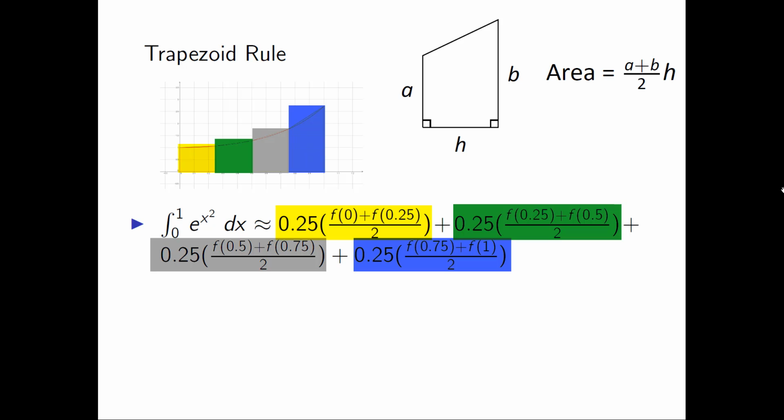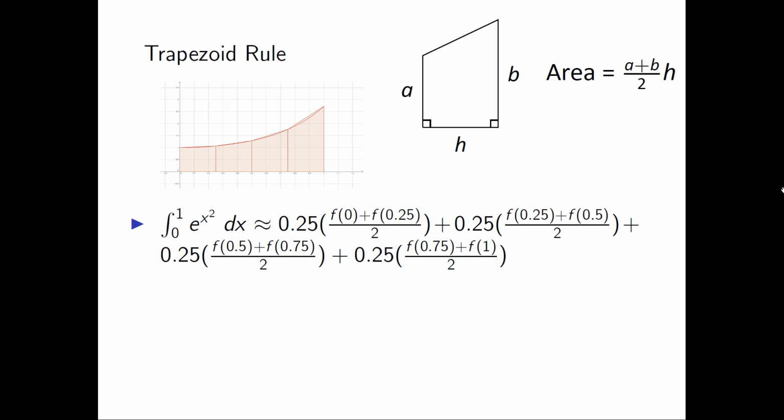Okay, but now let's think about calculating this. Well, again, we've got the 0.25 everywhere, so we can factor that out. We also divide by 2 in each case, so we can factor that out. And when we think about what's left, we get the f of 0 and the f of 1. But we have to get 2 of the f of 0.25s, in the first two terms here. We get 2 of the f of 0.5s, and we get 2 of the f of 0.75s. And no matter how many rectangles we do, except for the first one and the last one, we're always going to get 2 of them.